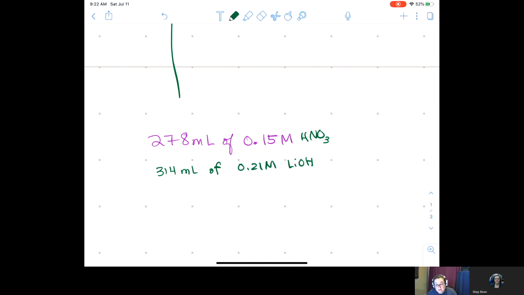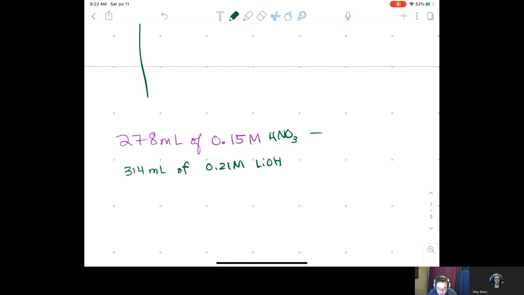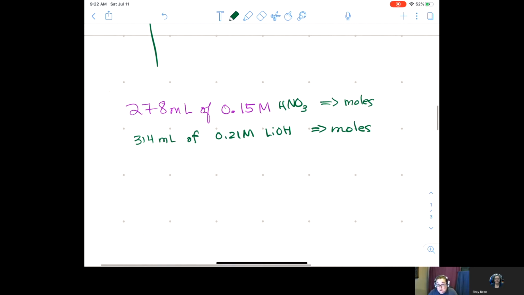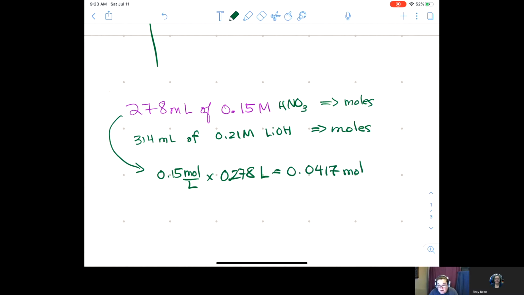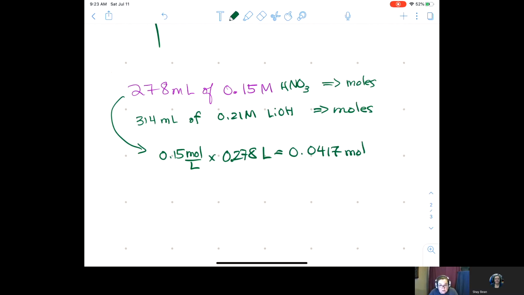Recall from Chem 1, as well as what we reviewed at the beginning of the semester, in order to calculate moles, you do molarity times volume. If you do your volume in liters, you'll get moles. And so for the nitric acid, it's 0.15 molarity, which is moles per liter, times 0.278 liters. I get 0.0417 moles. I do not want to round these values. I want to be keeping extra significant figures as I continue. And this is of my nitric acid.